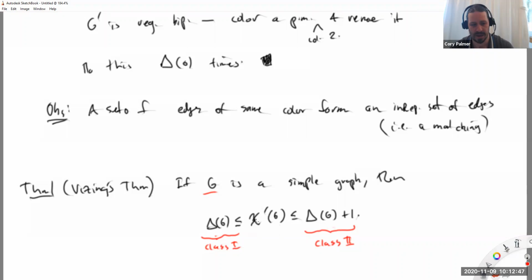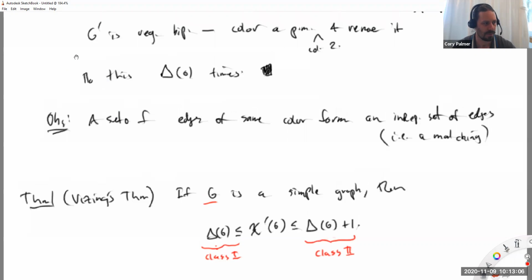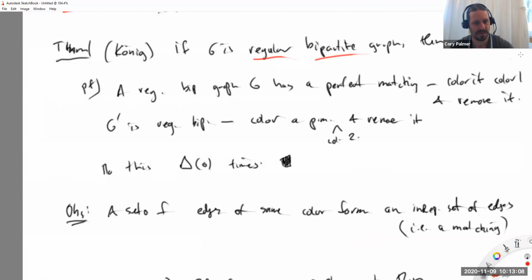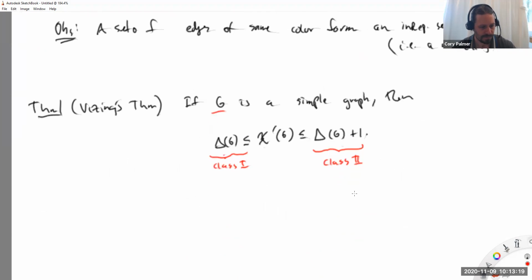In general, it's an NP-hard problem to determine which class you're in. So if I ask for a general algorithm to decide whether you need delta or delta plus 1 colors, algorithmically that's difficult to do. There's no simple theorem characterizing when you need delta plus 1 and when delta. We just have theorems like the one above where, under specific circumstances, you need delta. So regular bipartite graphs are class 1. But a general characterization of whether you're class 1 or class 2 is out of the question for now.